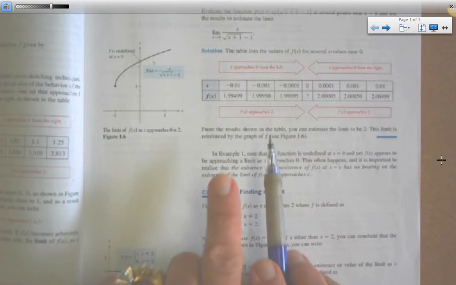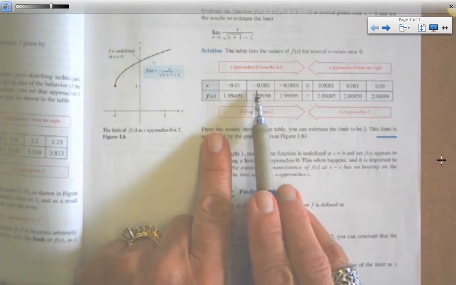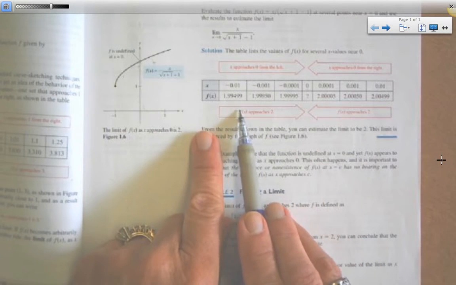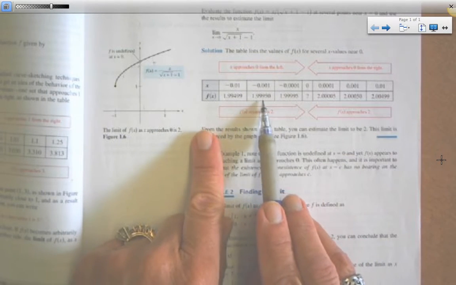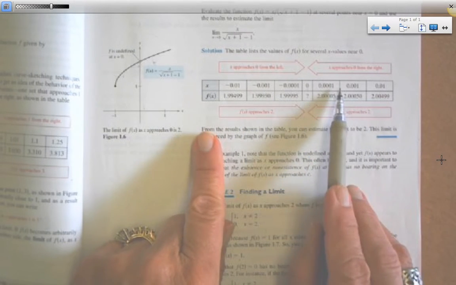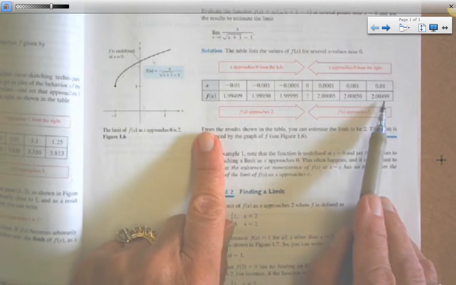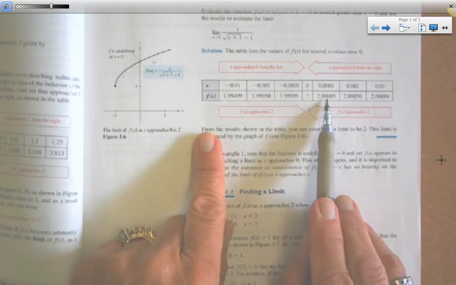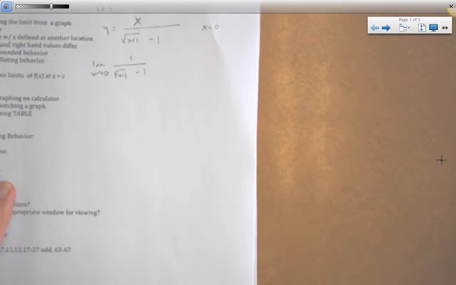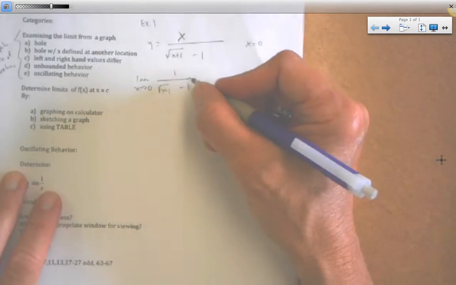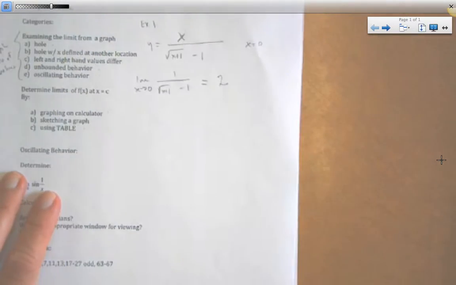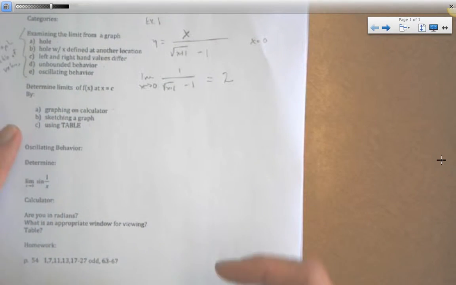Notice that they gave me a table of values. And they increment them pretty close, as much as they can, to get to 0. Coming up from the left side, my y values get closer to 2. Coming down from the right side, coming back towards 0, again, my y values get closer to 2. So the limit as x approaches 0 of 1 over square root of x plus 1 minus 1 is equal to 2. Let's look at the next example.